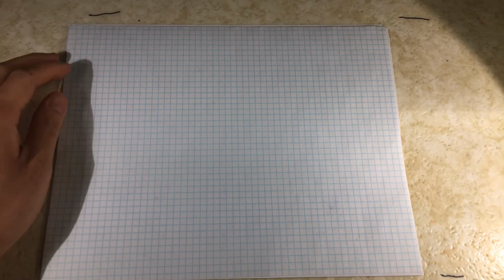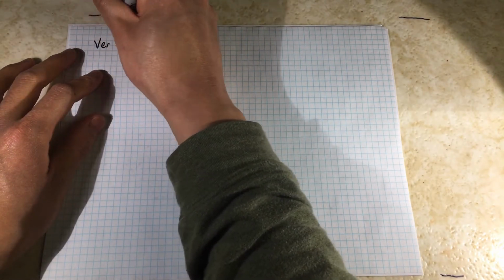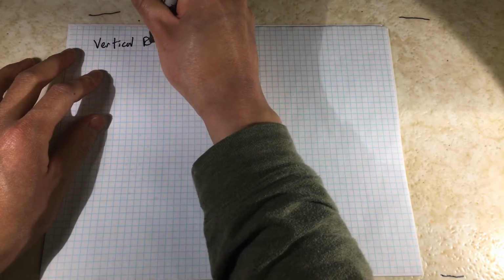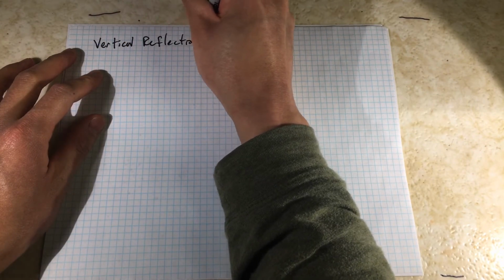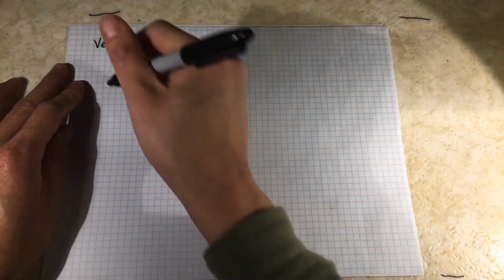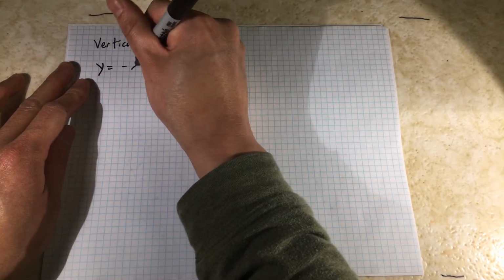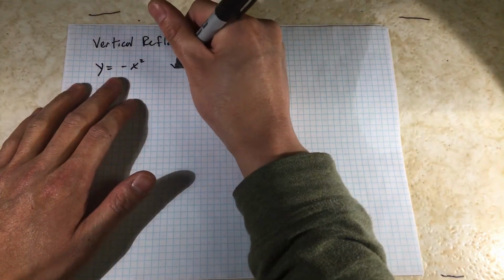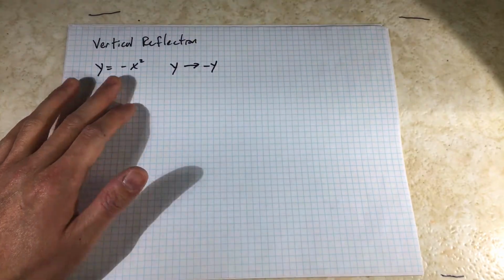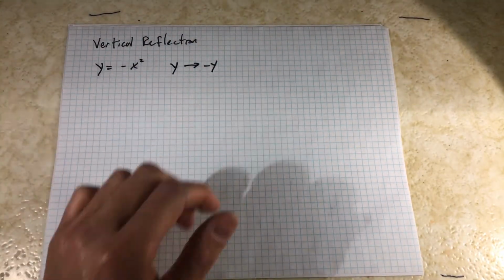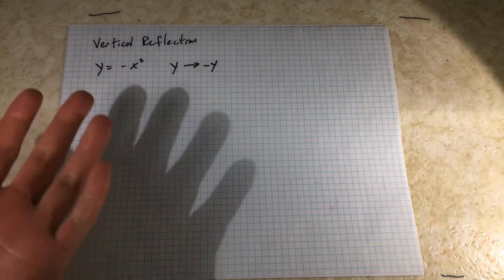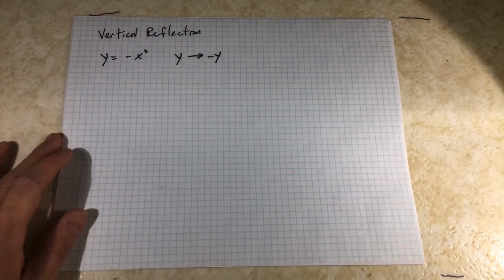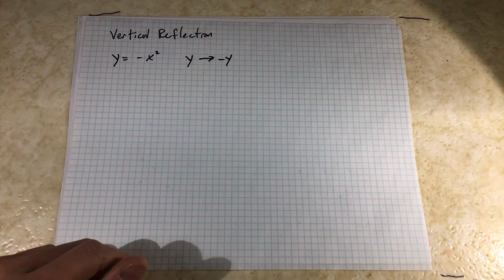Okay, I'm going to switch markers. I think this one's a little bit better. All right, so the next thing I'm going to show you is the vertical reflection. And basically, the equation that we're going to graph is y equals negative x squared. Okay? So basically, the vertical reflection takes y values and switches them to negative y. So positive y's become negative and negative y's turn into positive, right? Because you just flip the sign of whatever the y value is, and the x values remain the same.